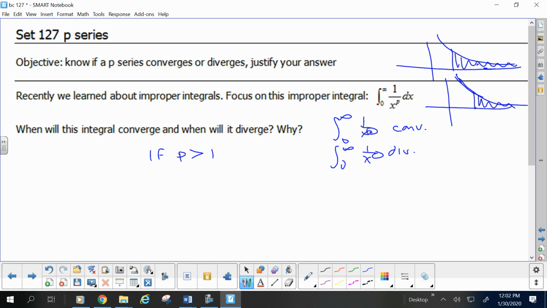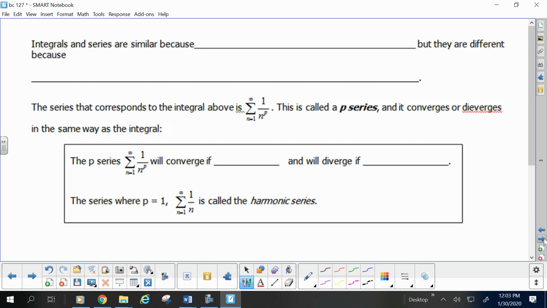When it's greater than 1, it converges because the terms get small fast and adding them all is doable. But if p is less than or equal to 1, then it diverges. Now that is the same idea for a p-series. Integrals are infinite. I should just go to the next part of my notes.